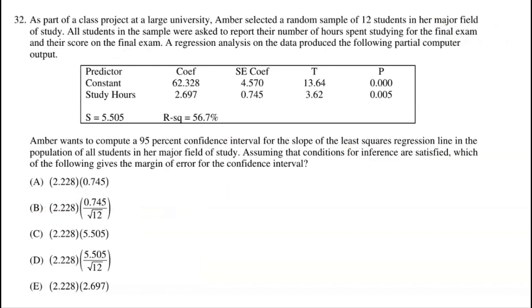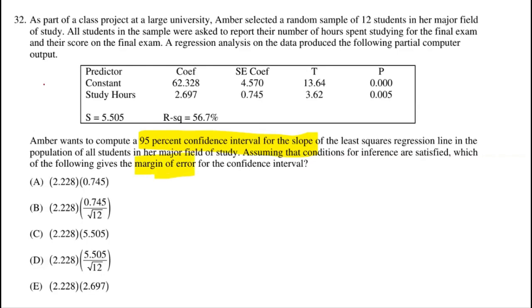All right, here is a very classic question when it comes to inference for slope. As part of a class project at a large university, Amber selected a random sample of 12 students in her major field of study. All students in the sample were asked to report their number of hours spent studying for the final exam and their score on the final exam. A regression analysis of the data is given in this computer output. Amber wants to compute a 95% confidence interval for the slope. Assuming all conditions are met, which of the following is the margin of error?